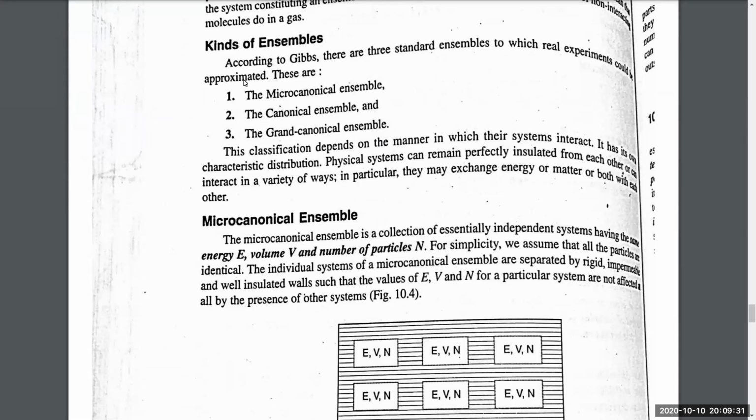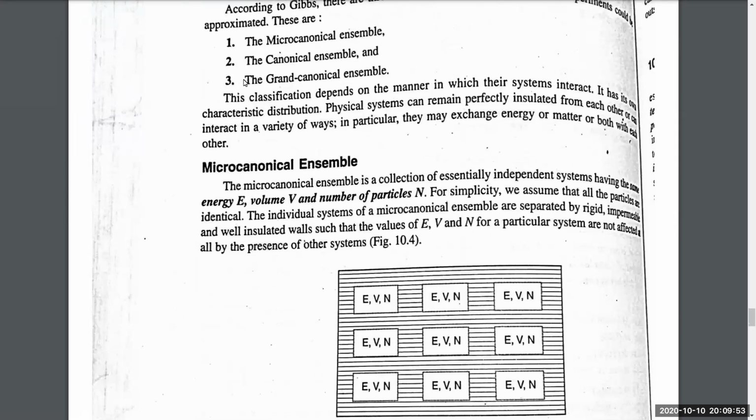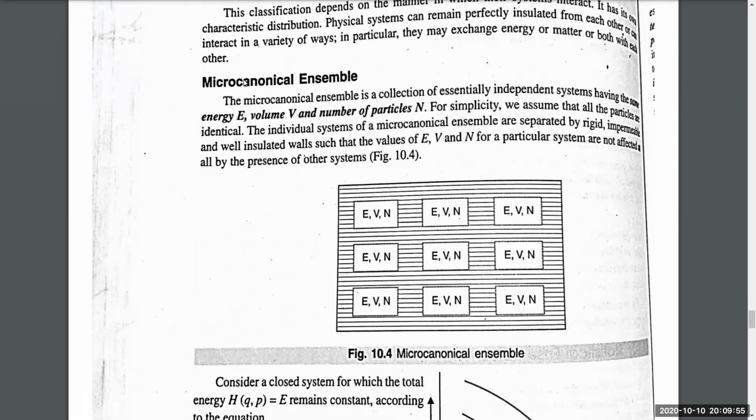Now, this classification basically depends on the manner in which the systems interact, and it has its own characteristic distribution. Physical systems can remain perfectly insulated from each other, or can interact in a variety of ways, which we will discuss. In particular, they may exchange energy or matter or both. Let's see what they have to offer, starting with the microcanonical ensemble.